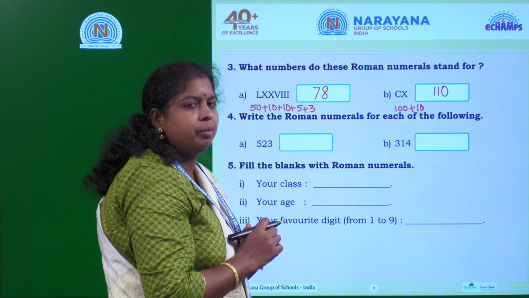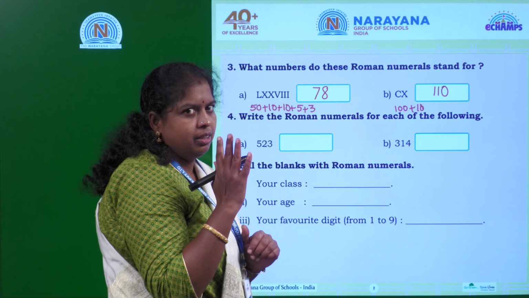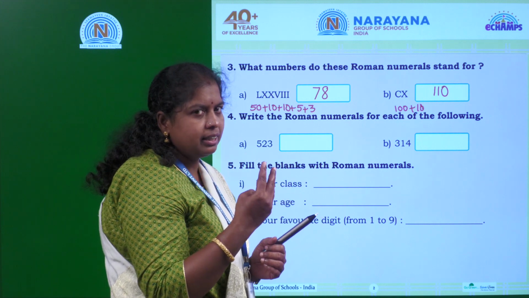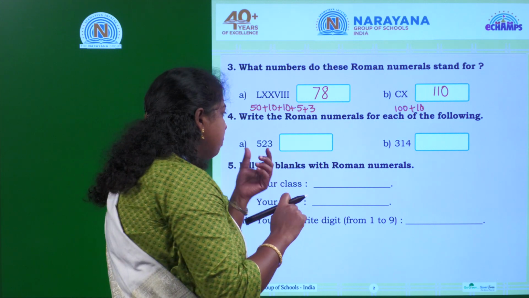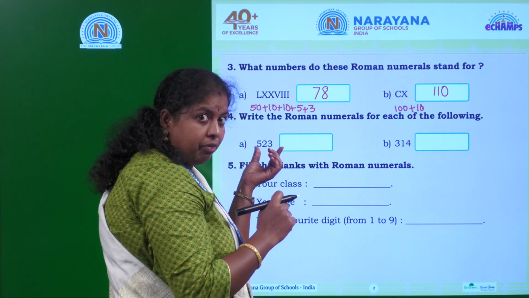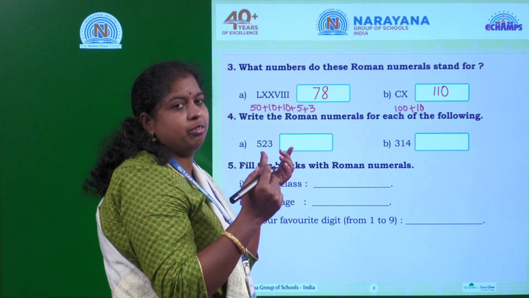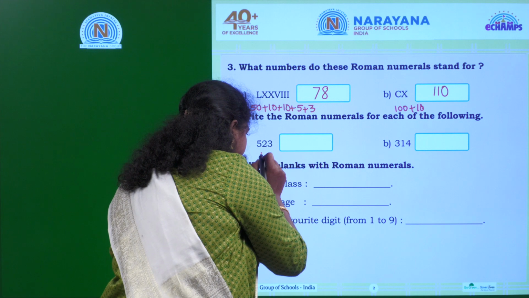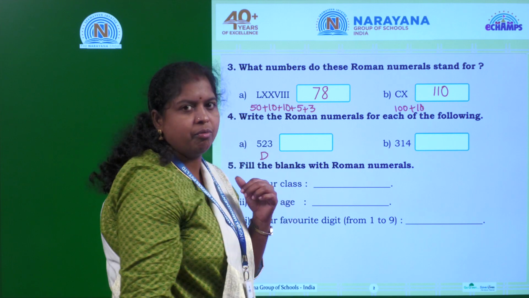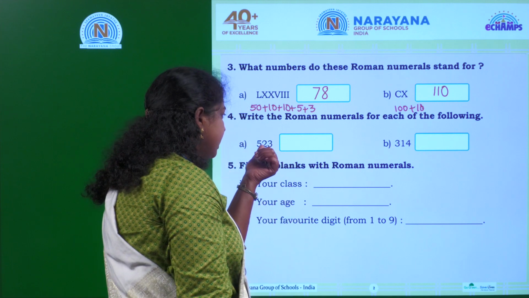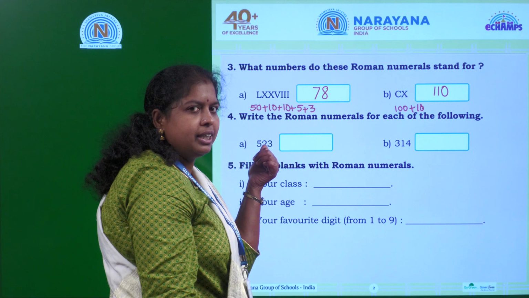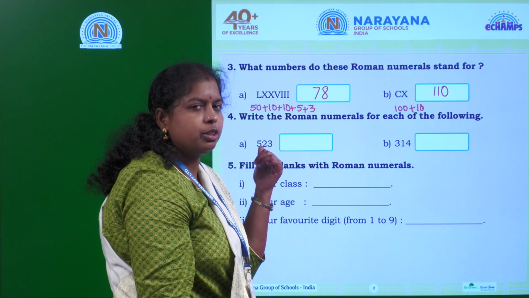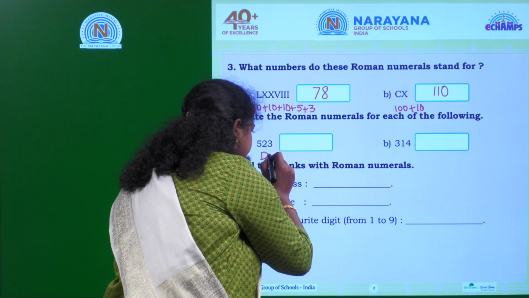523. How many hundreds are there? 5. See, you can repeat only 3 times. After that, there is a particular alphabet for 500. What is that alphabet, children? D. Am I correct? D. D represents 500. What is the next digit? 2. 2 is in tens place. So, that is 20. How will you represent 20?